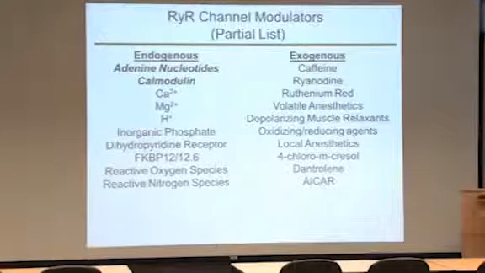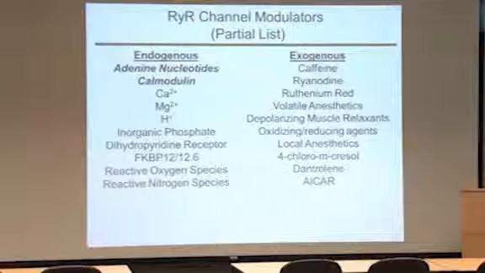Some of the regulators of the channel, there's a huge number of them. Probably not a surprise because the channel's so big. But some of the endogenous ones are adenine nucleotides and calmodulin, which I'll talk about. Calcium and magnesium I mentioned. Hydrogen. During skeletal muscle work or in cardiac ischemia, the pH drops inside the muscle. That can affect the calcium release channel, as does inorganic phosphate. You hydrolyze a lot of ATP and create phosphate. Phosphate goes up in the cell. That will have a significant impact on the channel. The dihydropyridine receptor and the FKBP I mentioned. And then the channel is also subject to reactive oxygen species or reactive nitrogen species modification.